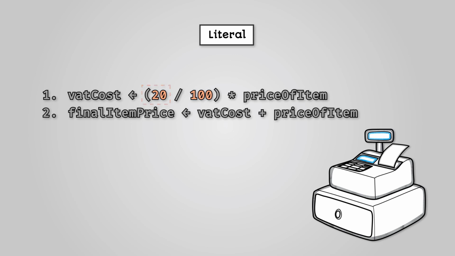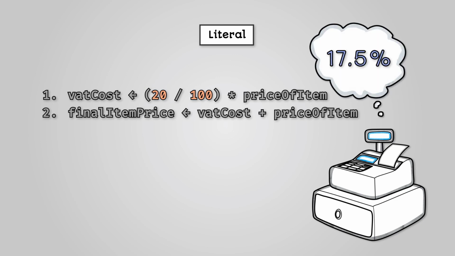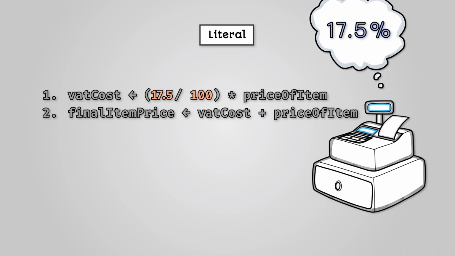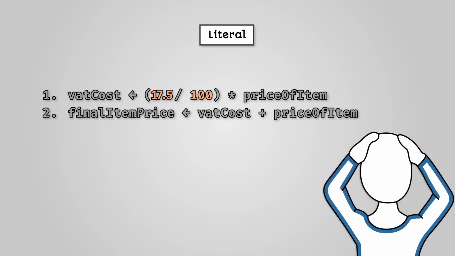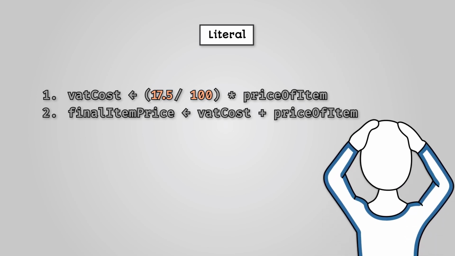But why is this an issue? Well, what if at a later point the rate of VAT reduced down to 17.5%? We would need to go into our program and edit our code to the following. That's okay if we used VAT in one place, but what if we're using 20 to represent VAT 1,000 times? We'd need to go through and edit every single instance that we've used the literal 20 to represent VAT.